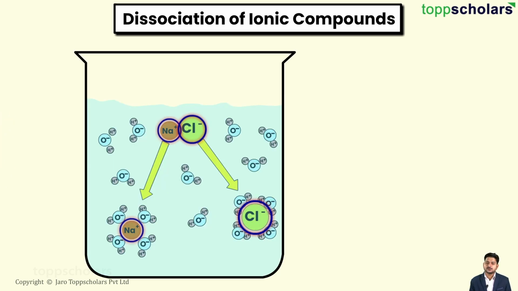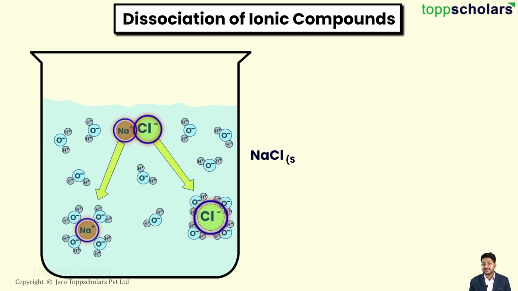In the aqueous solution, each of the dissociated ions gets surrounded by water molecules. The aqueous state is represented by writing (aq) on the right of the symbol of the ion. NaCl in water dissociates to give Na+ ions and Cl- ions.